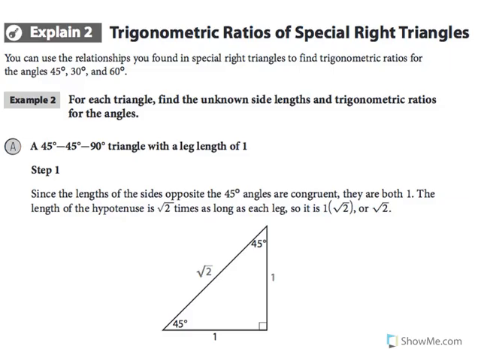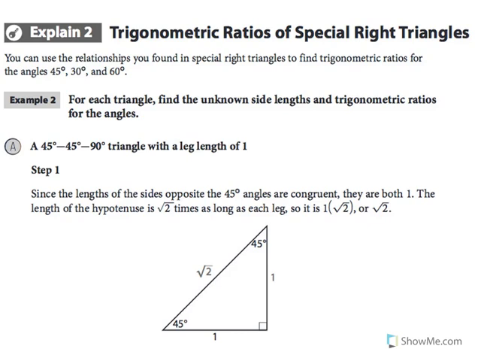Okay, so trigonometric ratios of special right triangles. You can use the relationships you found in special right triangles to find trigonometric ratios for the angles 45 degrees, 30 degrees, and 60 degrees. For each triangle, find the unknown side lengths and trigonometric ratios for the angles. A 45-45-90 degree triangle with legs of length 1.